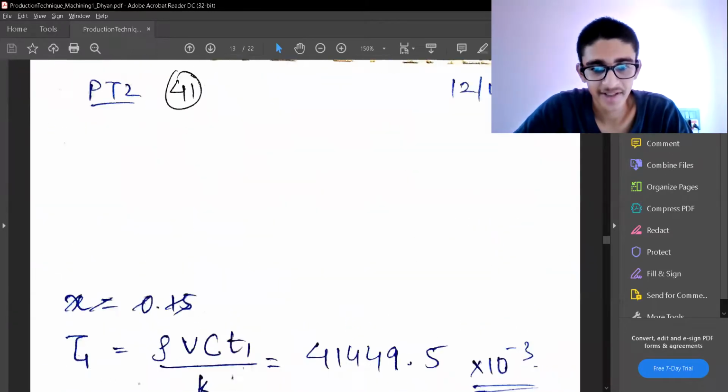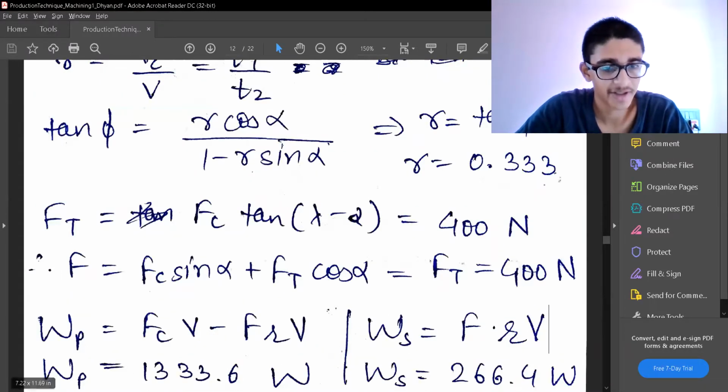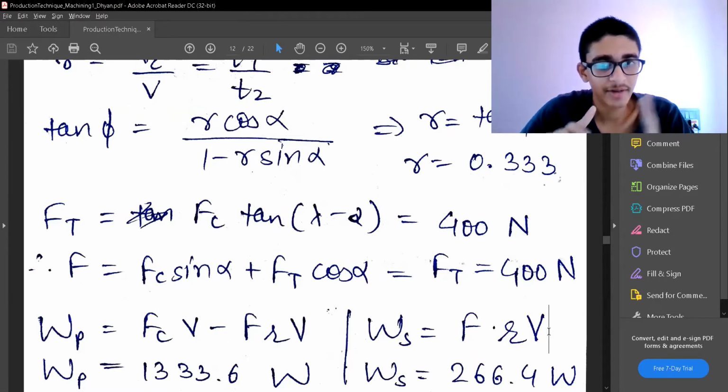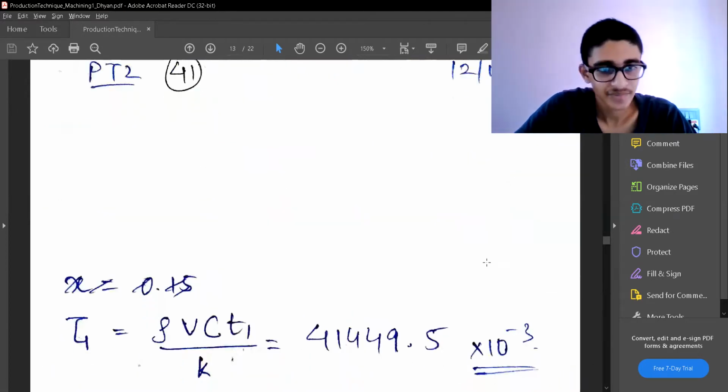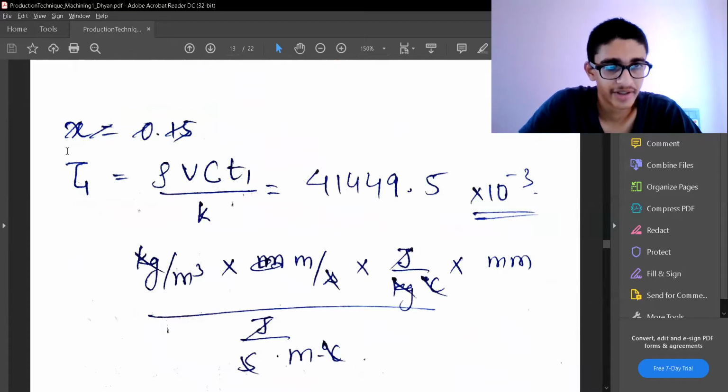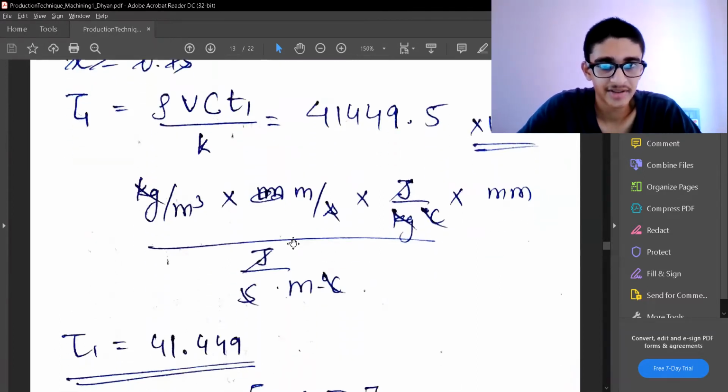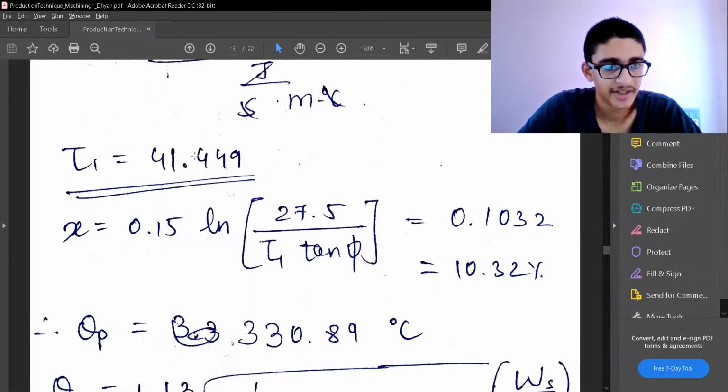You see the work done in the secondary region is much smaller than the work done in the primary region. So you can have some intuition that the temperature rise in the workpiece due to the primary forces will be much higher than the temperature rise due to the secondary shearing. So let's come over here. We'll first estimate the value of theta, that is rho v c t1 by k. We are given everything, so we get that value.